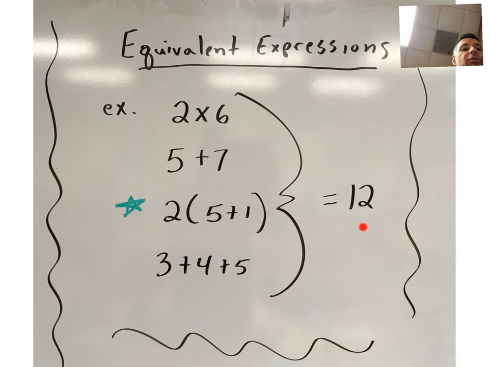2 times 6 is 12. 5 plus 7 is 12. 2 parentheses 5 plus 1 is 12. Another green star next to that one because we're really going to get into these parentheses times a number. And then last we have 3 plus 4 plus 5 is 12. Numerical expressions that are equal are called equivalent expressions.